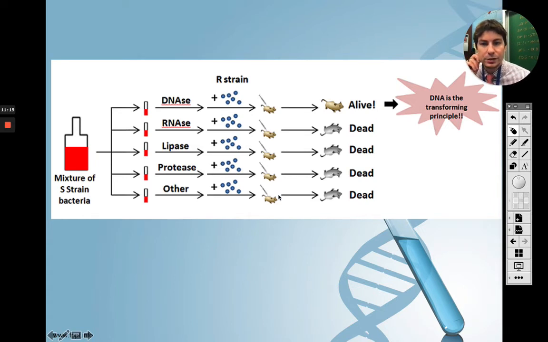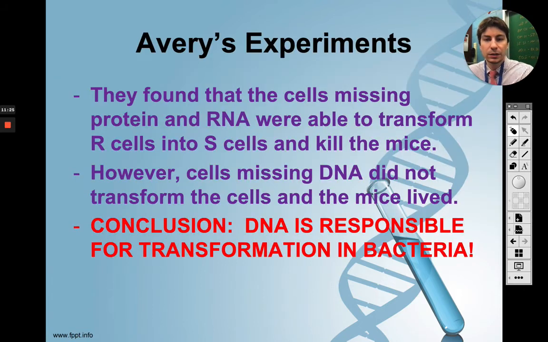Regardless of what he was doing, if he didn't destroy the DNA, the mouse died. So this made him conclude that DNA is the one responsible for transforming that R strain into S strain. If the DNA wasn't responsible for it, the mouse would still be dead. So in transforming the R strain to the S strain, that DNA was transferred from one to the other to make it virulent once again. All right.